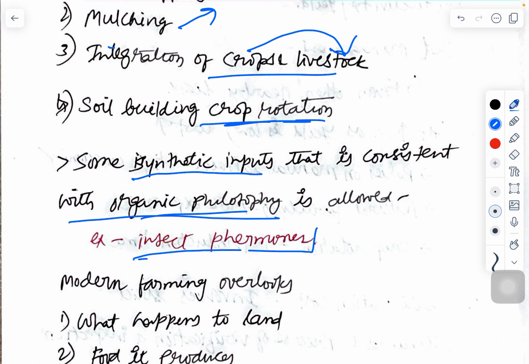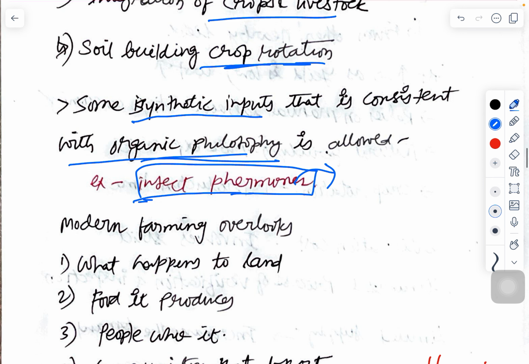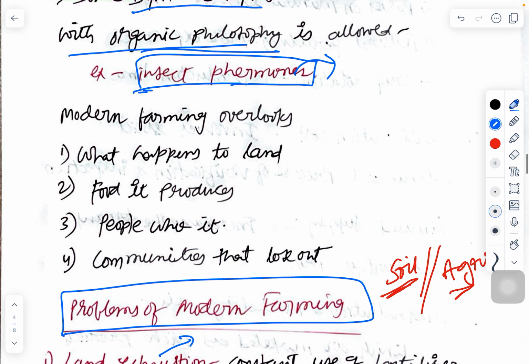One example is insect pheromones. Pheromones are chemicals released by insects to attract other insects or to repel some insects. So this is also a method of organic farming.